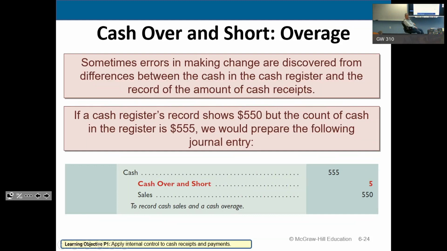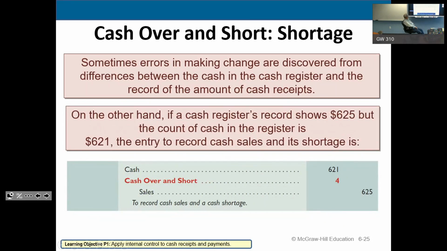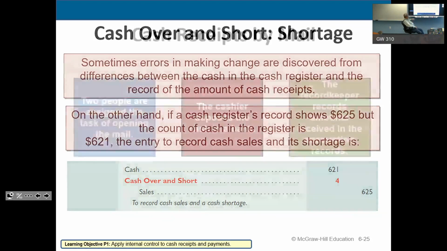Nevertheless, you might be cash over or short. And this is the way you journalize that. Cash 555, so your sales were actually only 550, but you had an overage of $5. That's great. You know, what do you do with that money? I don't know. You try and find out who you took it from. Sometimes errors in making change. If you're short, here's how it looks in the general journal. Cash 621, we were short 4, and the sales are 625. We were short 4. Somebody got the wrong change.